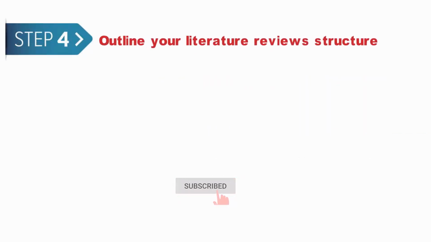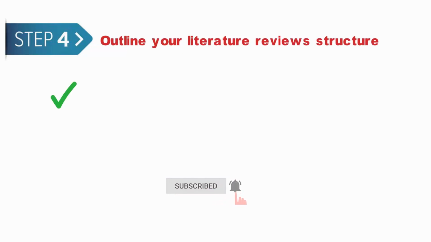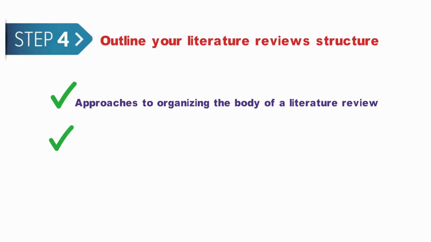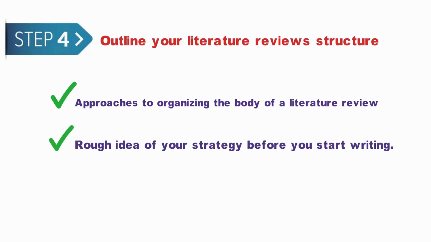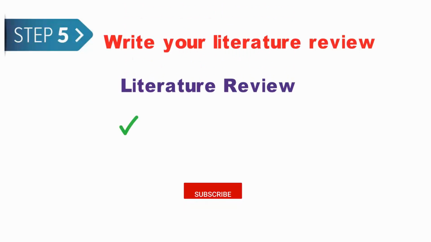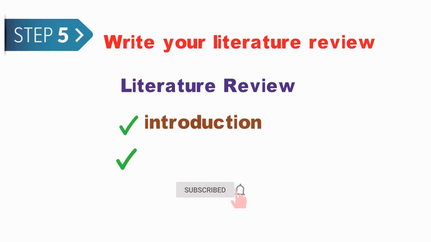Step 4. Outline your literature review structure. There are various approaches to organizing the body of a literature review. You should have a rough idea of your strategy before you start writing. Step 5. Write your literature review. Like any other academic text, your literature review should have an introduction, a main body, and a conclusion. What you include in each depends on the objective of your literature review.